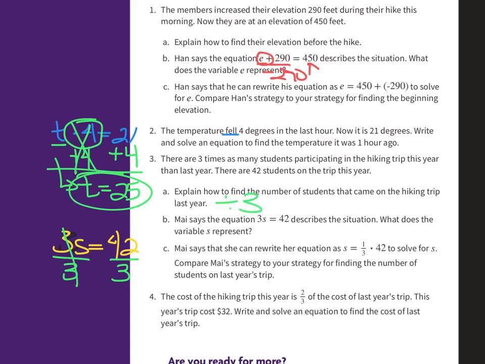Mai says the equation 3s equals 42 describes the situation. What does S represent? Students from last year. Mai says that she can rewrite her equation as S equals 1/3 times 42. So multiplying by 1/3 is the same as dividing by 3. I like to divide because then I'm not dealing with fractions. So it's the same strategy. 42 divided by 3 is 14. So 14 students came last year.